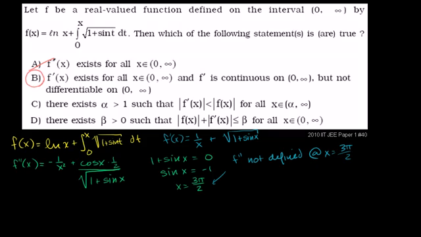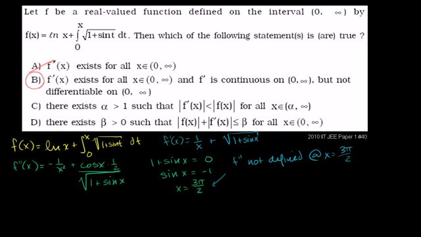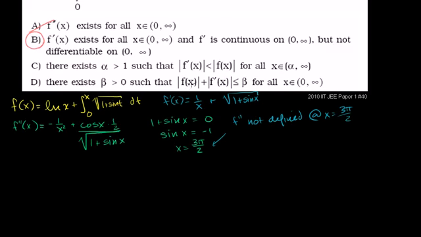C now. Part C. There exists an alpha greater than 1 such that the absolute value of f prime of x is less than the absolute value of f of x for all x greater than that alpha. So let's think about this a little bit. What we want to show is that beyond some threshold, the derivative will always be smaller than f of x.